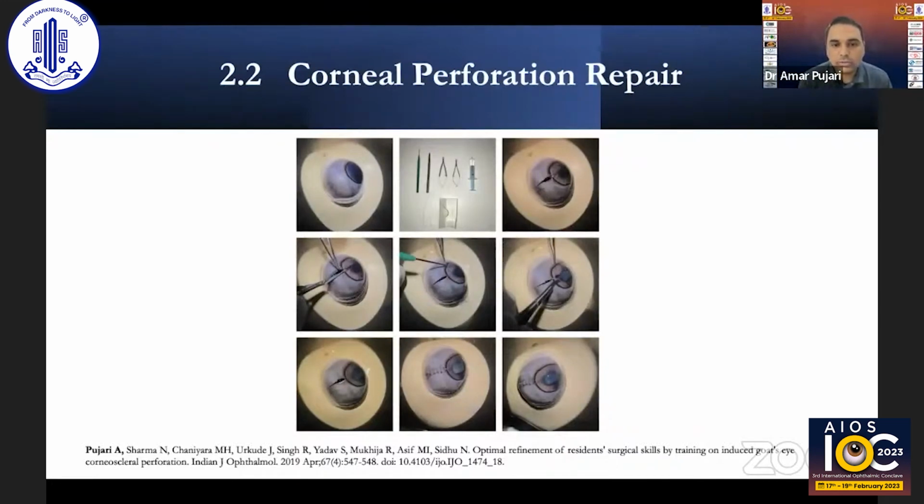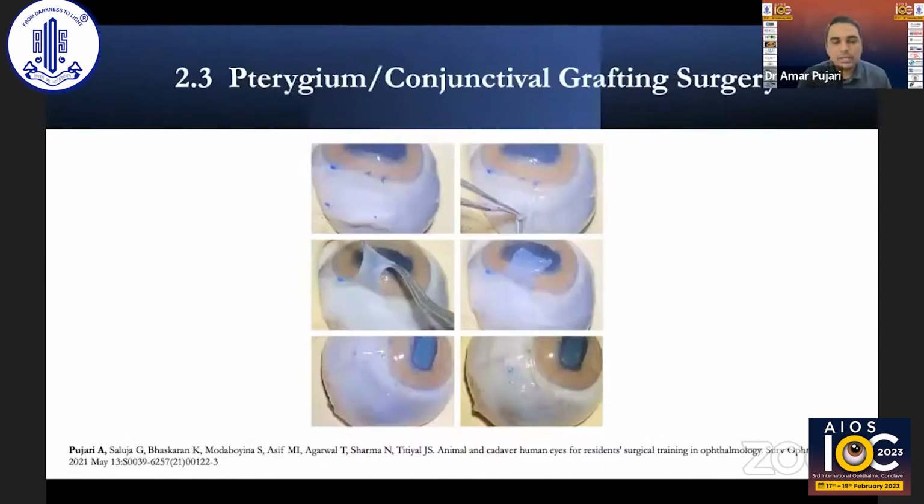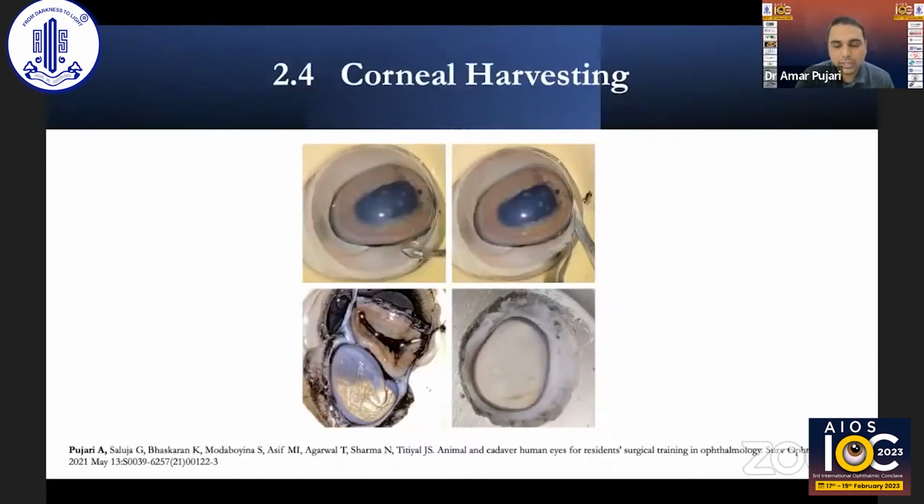How to do vitrectomy, how to secure the anterior chamber, how to secure the limbus, and how to suture the corneal as well as the scleral wounds. This is how we are going to teach them systematically. In addition, for the beginners who want to learn conjunctival suturing or conjunctival dissection, we offer them conjunctival or pterygium grafting techniques as well.